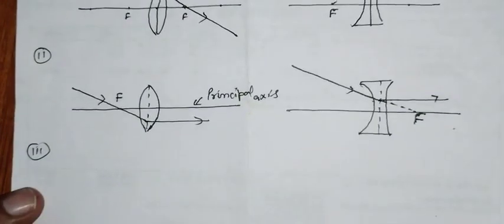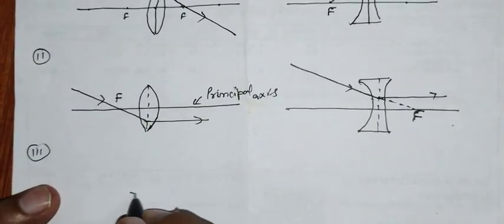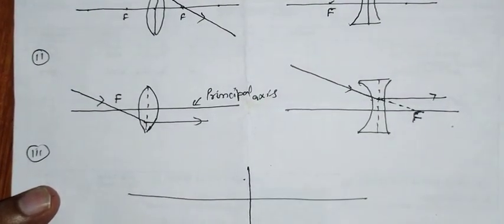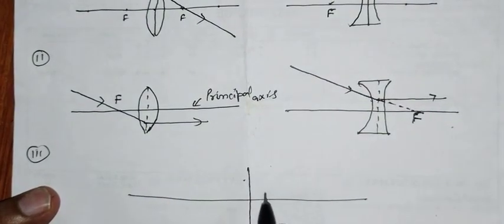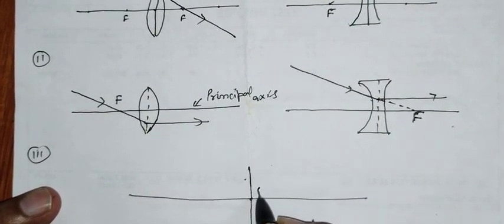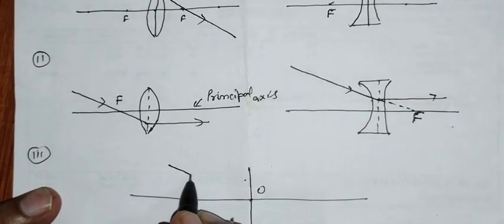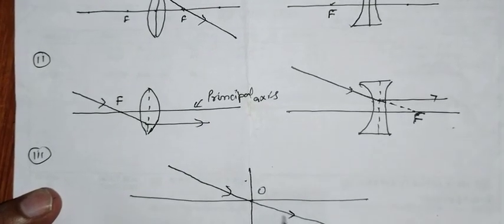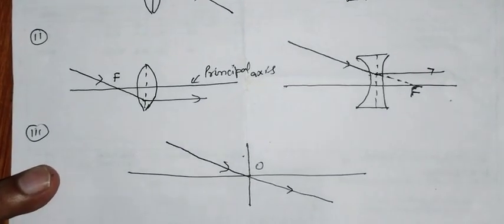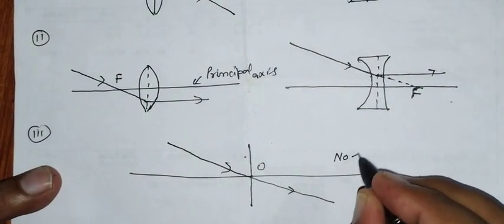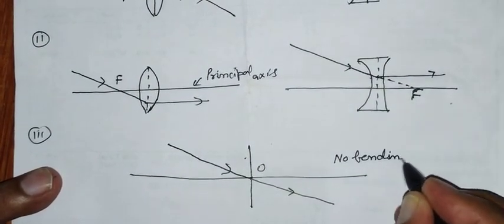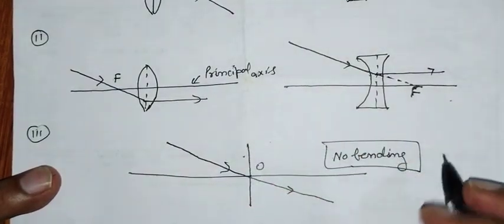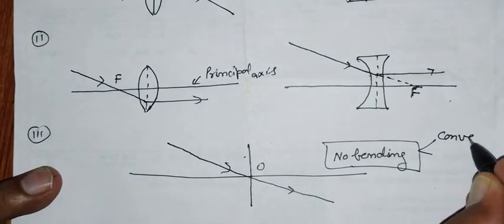Now see the third rule. This third rule is what? Let it be either a concave lens or a convex lens. Let this be the optical center. Any ray passing through the optical center is undeviated after refraction. No deviation, no bending takes place in case of either a convex lens or a concave lens.